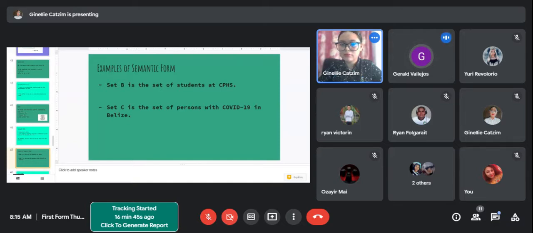Set D is the amount of sheep in that herd. Okay, very good, right? Why is that semantic form? Because it is just a set that is describing the set.